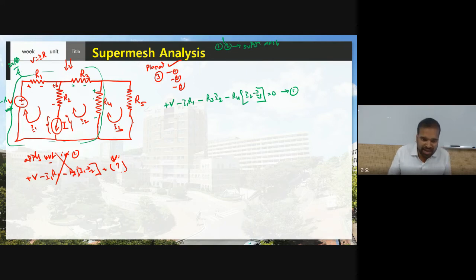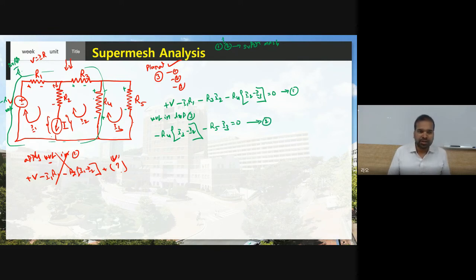Then can I apply KVL in loop 3? Of course, you can apply KVL in loop 3 because you don't have any current source. If I apply KVL in loop 3, as per I3, this is plus to minus. Therefore, minus, what is the voltage at R4? At R4, two currents are flowing, I3 and I2, in the opposite direction. Therefore, R4 (I3 minus I2). And here, as per current I3, this is plus and minus R5 I3 equal to 0. You don't have any other branch. See, this is our equation 2.